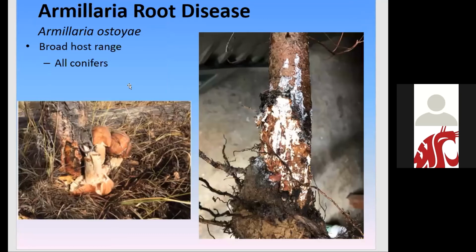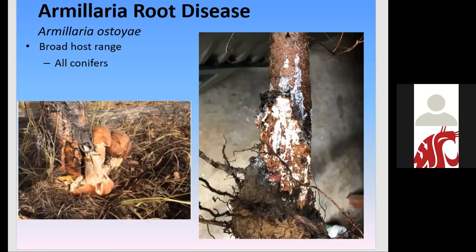The other one is Armillaria root disease. This is a species, Armillaria ostoyae, that's a very aggressive pathogen, has a very broad host range, including all conifers, actually, hardwoods as well. In the fall, there'll be a brief season of fruiting, as you see these mushrooms that are gilled, often referred to as the honey mushroom.